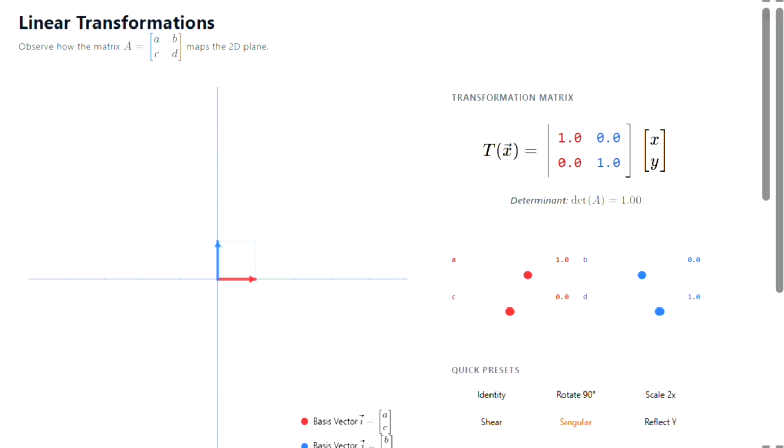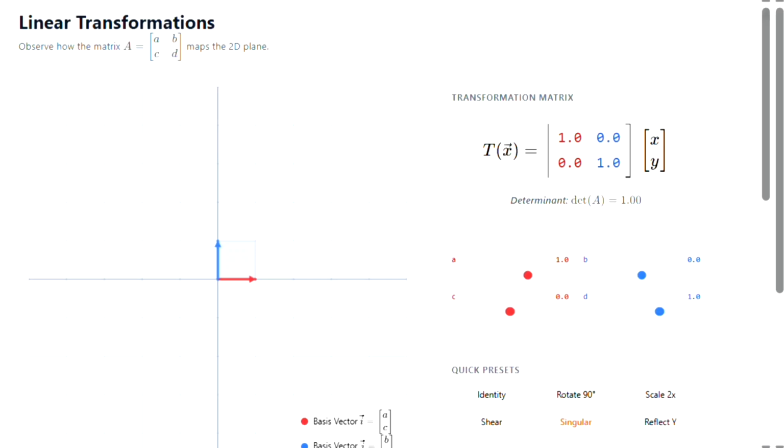tilting the grid. Observe how the area of the grid cells might change, even if the lines remain parallel. For a final challenge, try to set the sliders so the entire 2D grid collapses into a single line or a point. This happens when the matrix is non-invertible. Witnessing this collapse is crucial for understanding how data dimensions are reduced in AI.